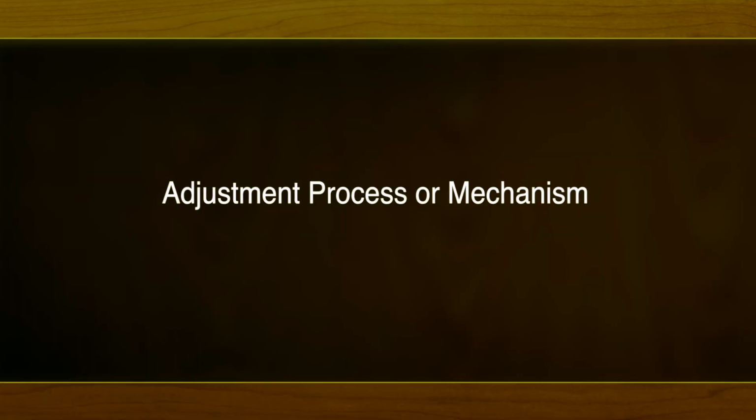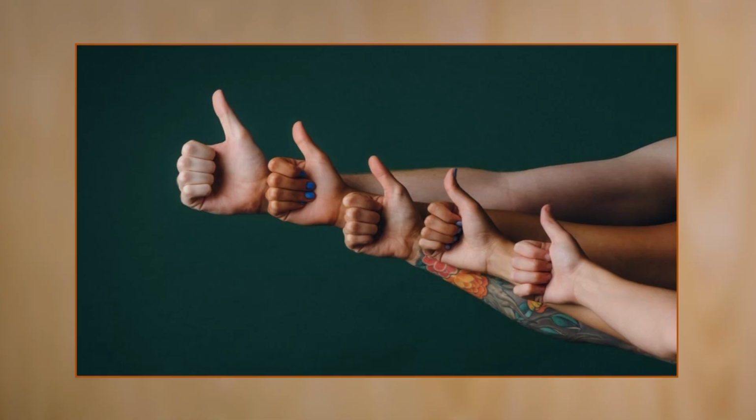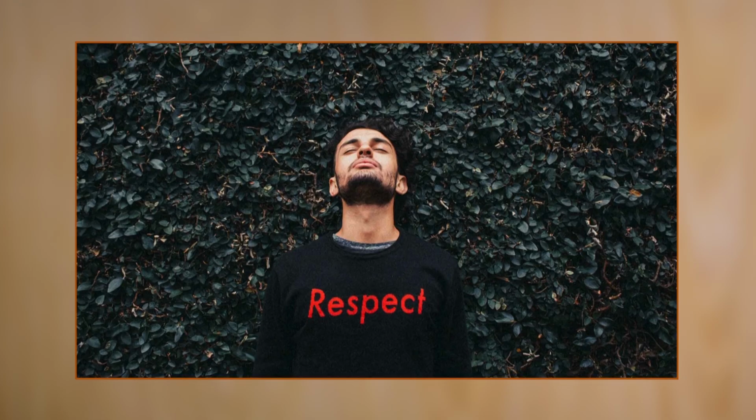Now, let's have a look over the adjustment process or mechanism. Adjustment mechanism is a method or means used by the individual to achieve satisfaction of his needs indirectly. This helps in reducing tensions and assists him to maintain self-respect. Such mechanisms are desirable and very helpful in dealing with frustrations. Carried to extremes, they lead to behavioral disorders.